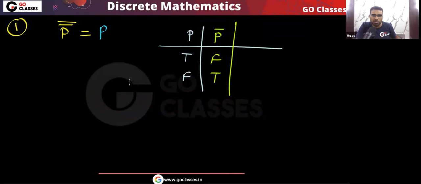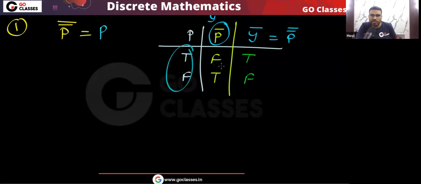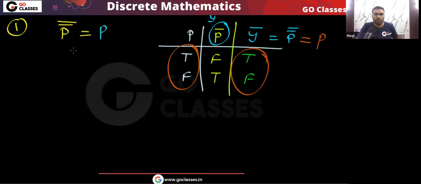Now if I again do negation, let me call this Y. Then what is Y bar? Y bar is same as P bar double bar. Now you can notice, if this is Y, then Y bar will be true comma false. So did you notice this and this, they are same? Yes or no? So I can say this is same as P. Very simple point that if you do double negation, you will get P itself.